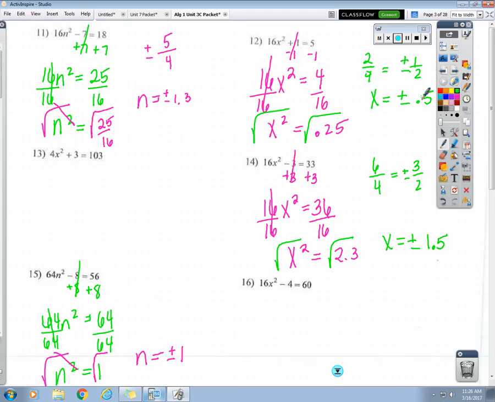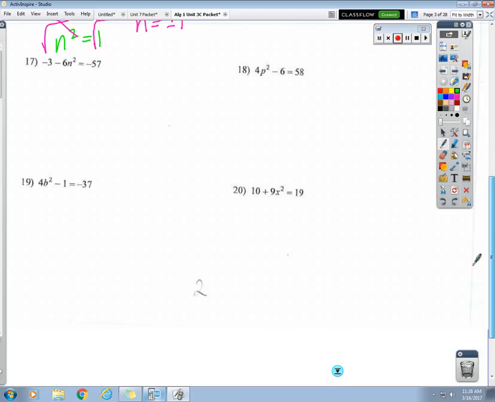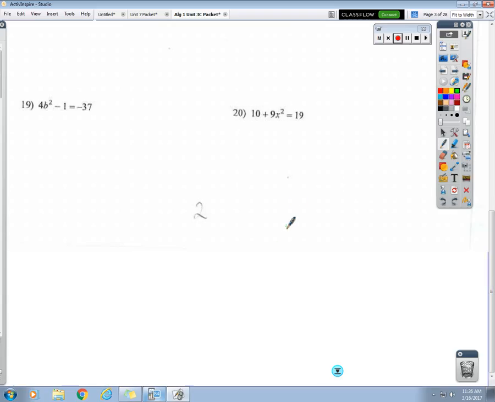19? Alright, number 19. What would I need to do first? Add the 1. And so 4b squared is left on the left side of the equation, and what's on the right? Negative 36. So now what do I do? So b squared equals, and then what do you need to do?